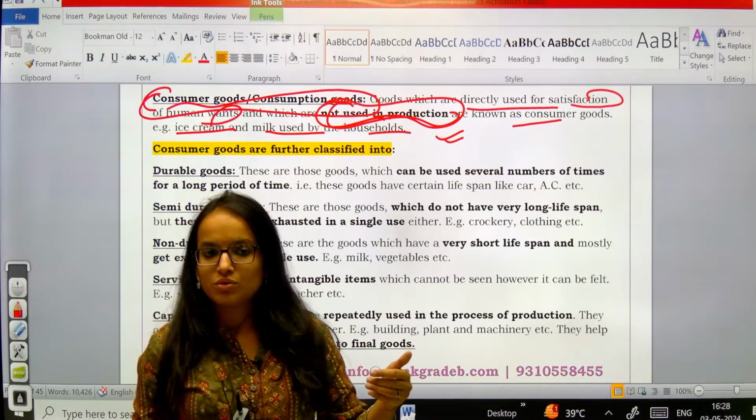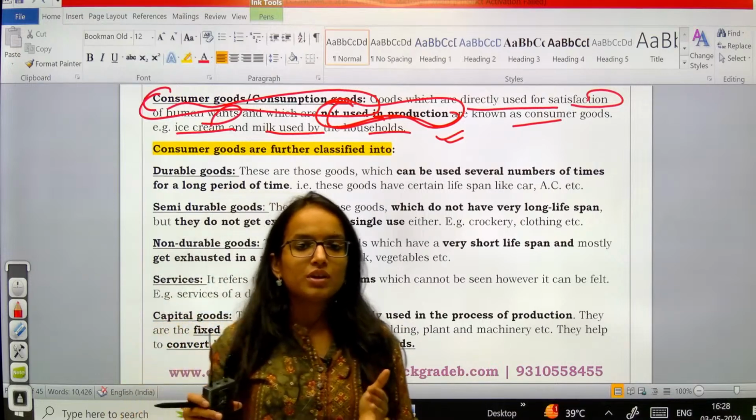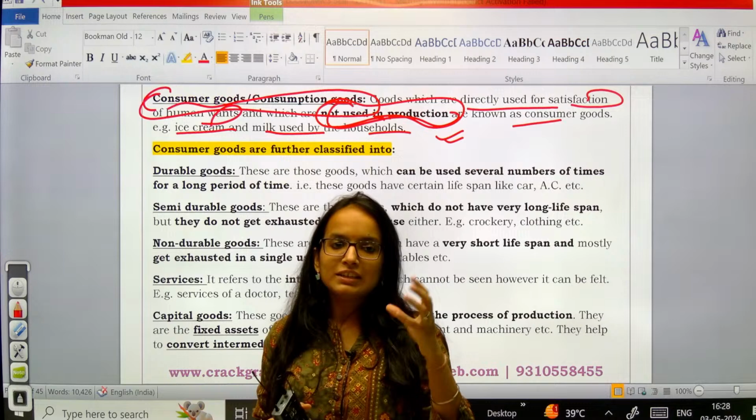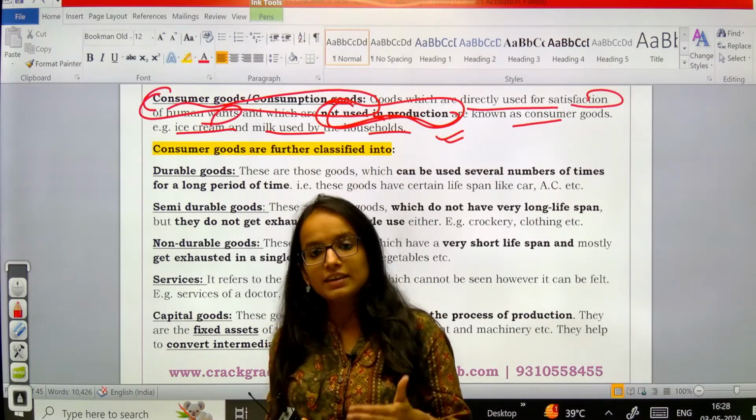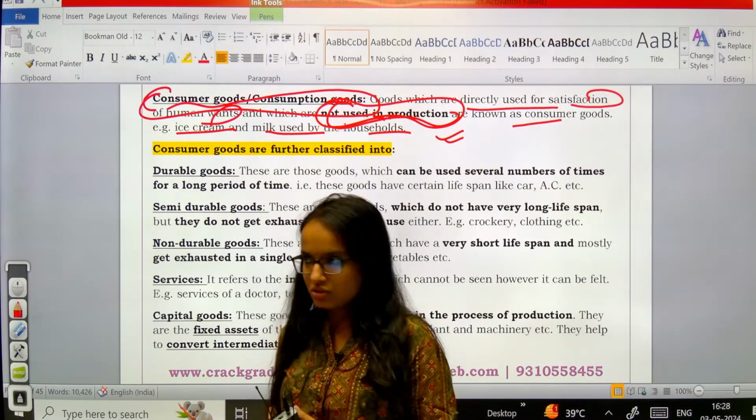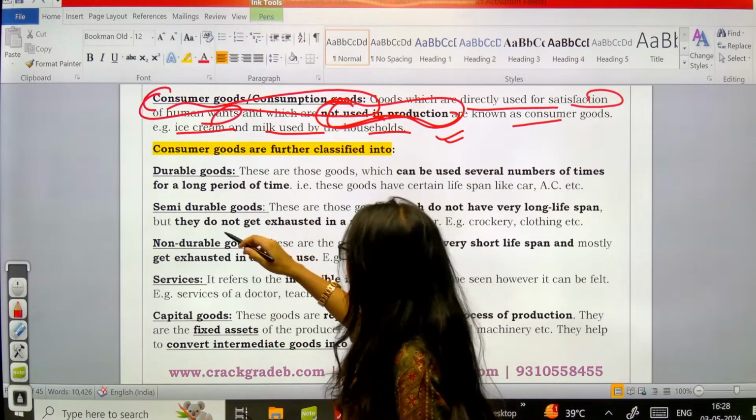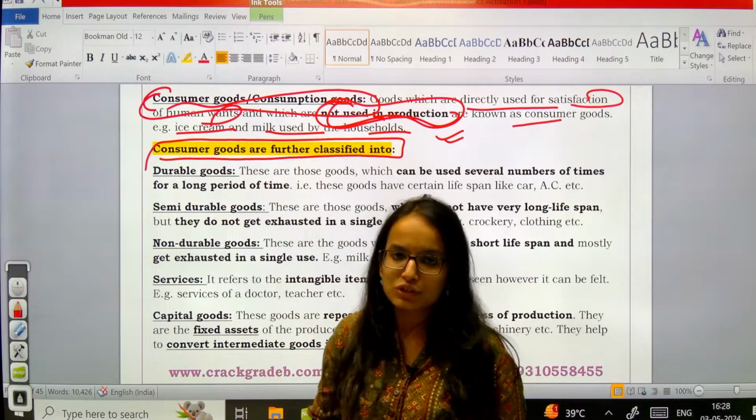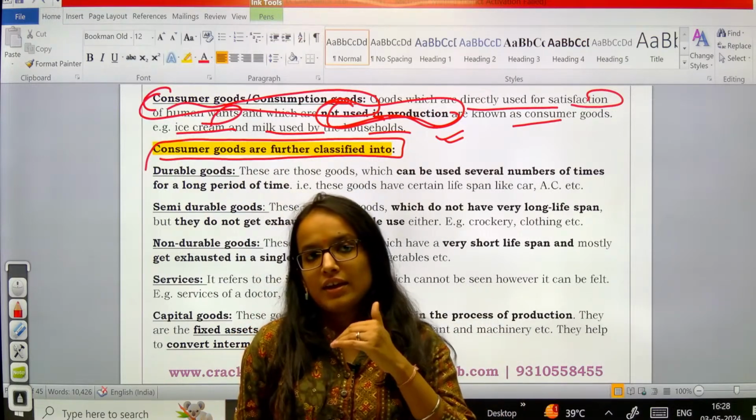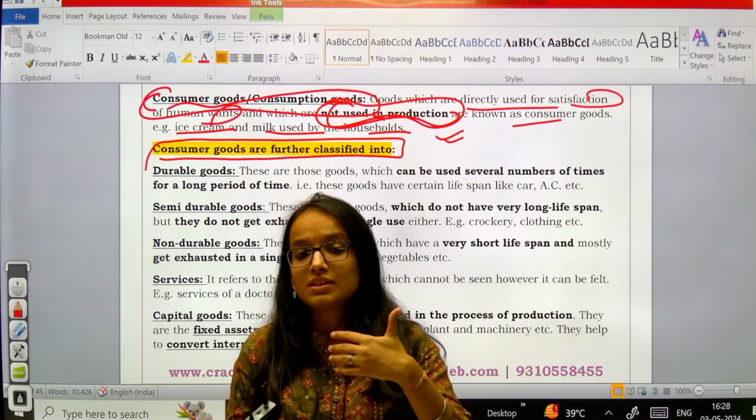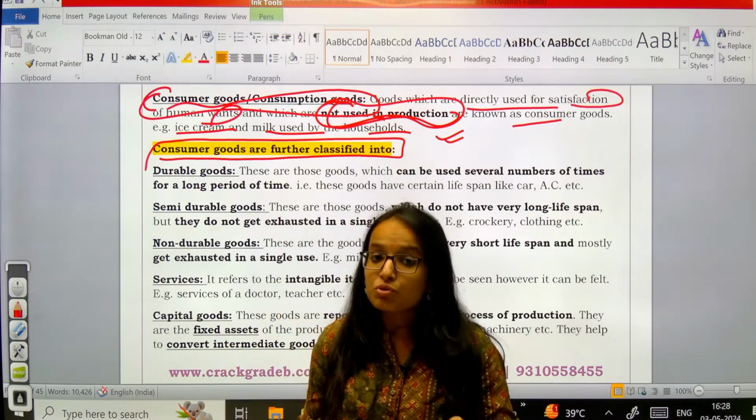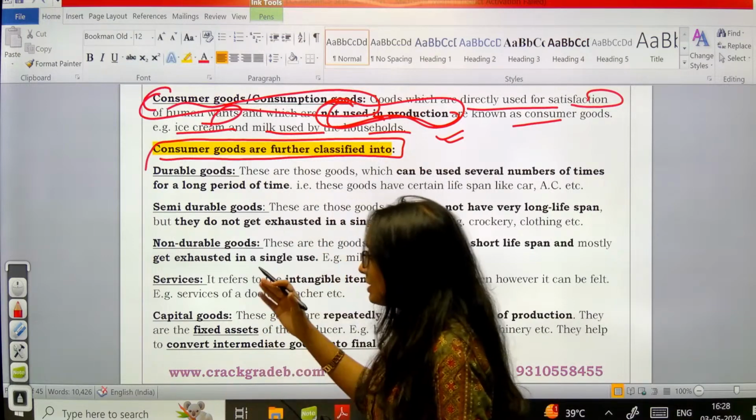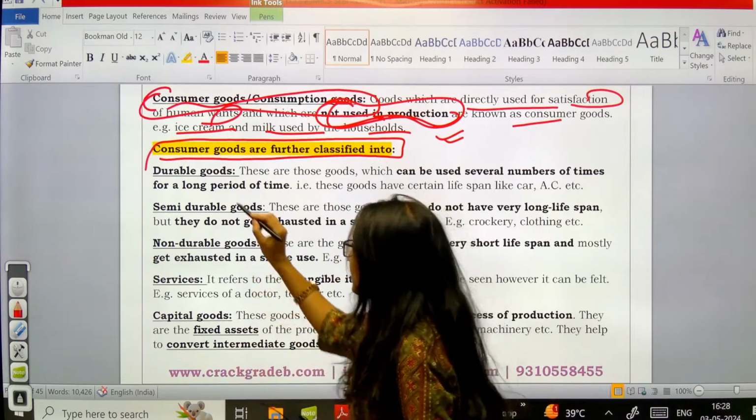For example, producer good, a good used by the producer; consumer good, a good used by the consumer. So you need not get confused by the terminologies. The terminology will itself give you a hint regarding the content it wants to ask you. Consumer goods are further classified, as there are categories of consumer goods as well, right? We also use these terminologies in our day-to-day life: this particular good is a durable good, this is a semi-durable good, this is a non-durable good. So the first category of a consumer good is durable good.